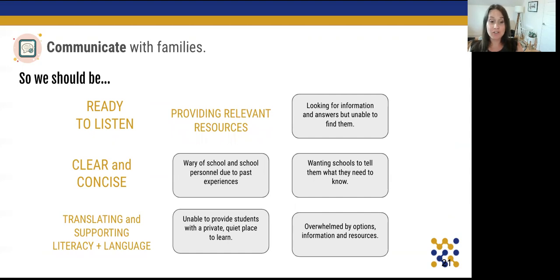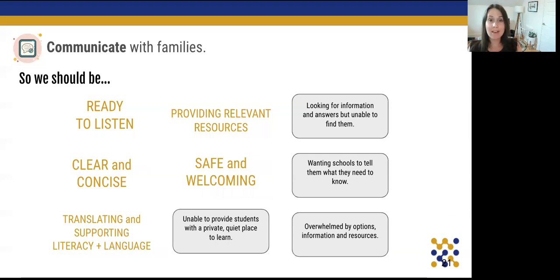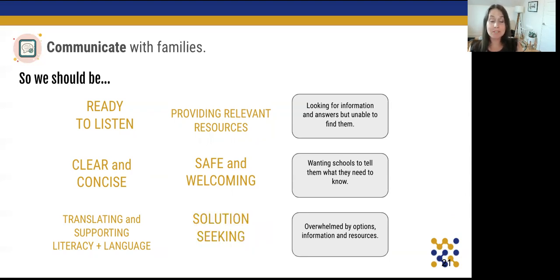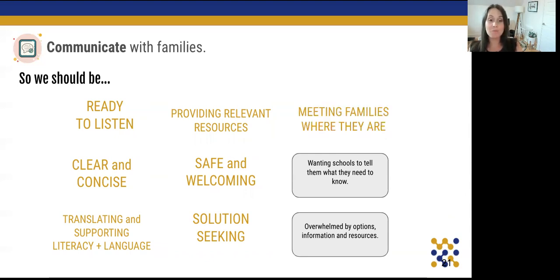If our families are nervous about school and school personnel due to their past experiences, we're going to be safe and welcoming and go above and beyond to show that to them. Some families may be unable to provide students with a private, quiet place to learn. And so because of that, we're going to be solution seeking. We're not going to just identify the problem, but we're going to look for a solution. Some families may be looking for information and answers, but they don't know where to find them. So we're going to meet families exactly where they are.